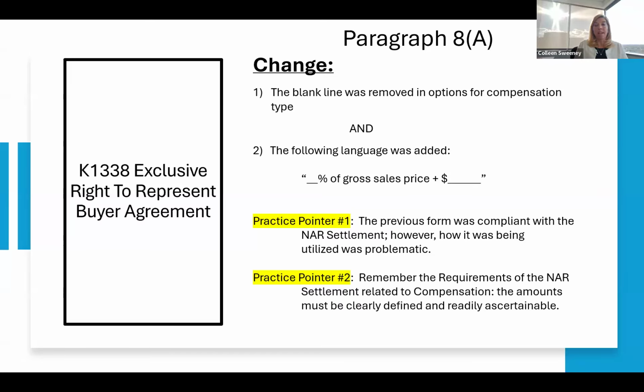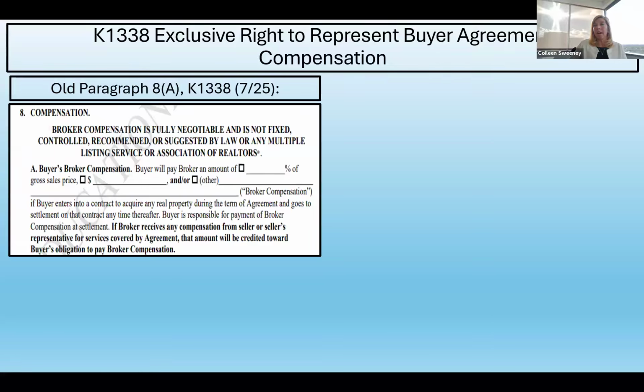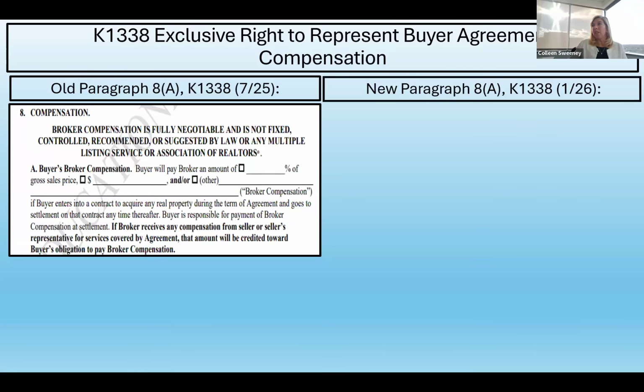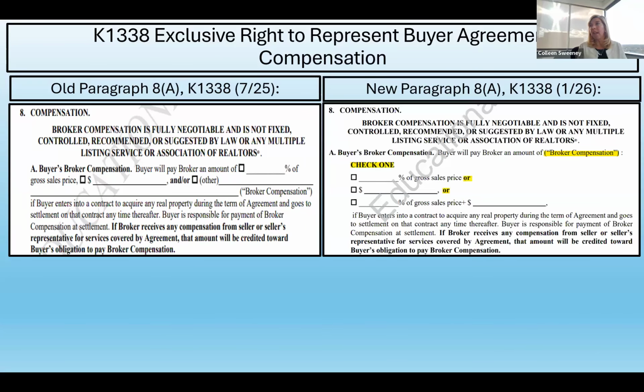All right. Remember the requirements of the NAR settlement related to compensation, lots of them, but keep in mind the amounts must be clearly defined and readily ascertainable. Again, this was sometimes problematic when people wrote language themselves. And so the goal here was just not to have that situation arise. So the 1338 exclusive right to represent buyer agreement compensation. Here's the old language and here's the new language. Again, what I have highlighted is the amount of broker compensation, check one, and they now all say or, okay, and the other was removed.